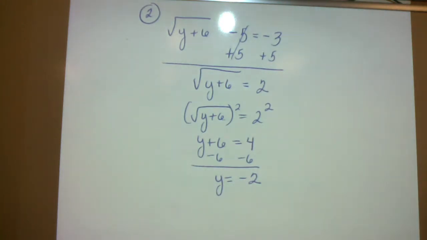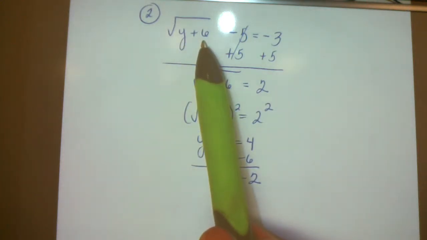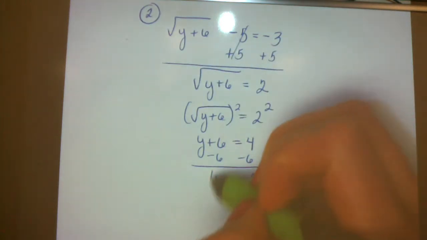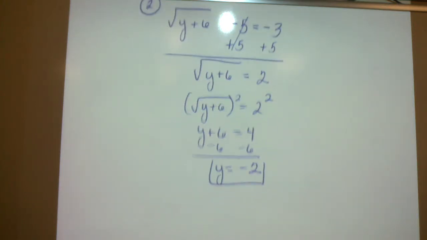Let's check that. If I take that negative 2 and substitute in, negative 2 plus 6 is 4. The square root of 4 is 2. 2 minus 5, that gives us a negative 3. That checks. So y is equal to negative 2.